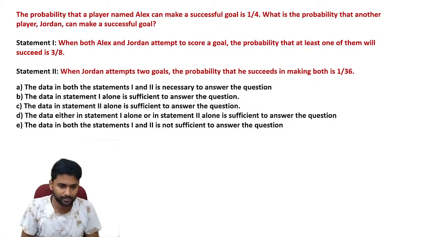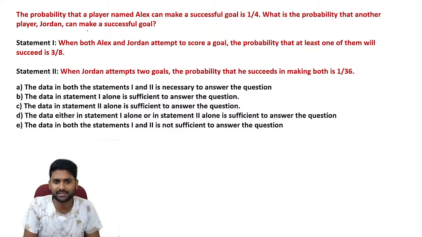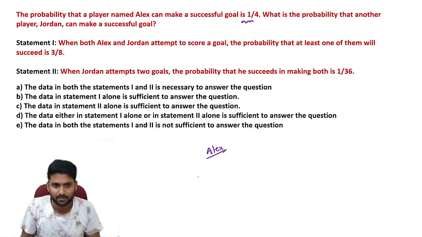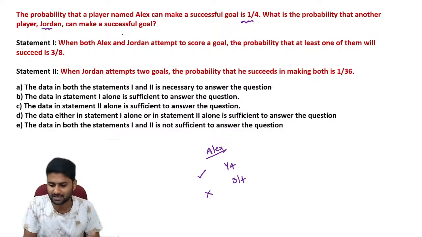Now see this question from data sufficiency. The probability that the player named Alex can make a successful goal is 1 by 4. What is the probability that another player, Jordan, can make a successful goal? First information: Alex's successful goal is 1 by 4. Probability of an unsuccessful goal is 3 by 4. We have this information. Let's find this question. Which data is sufficient to get that answer for Jordan making a successful goal?